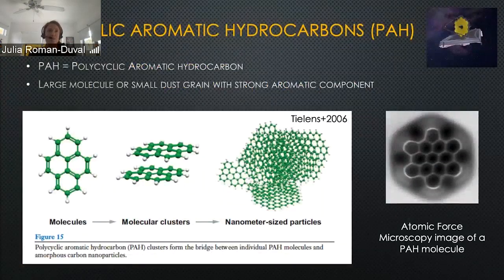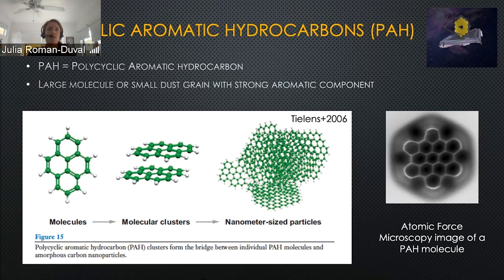So PAH stands for polycyclic aromatic hydrocarbon, and PAHs are large molecules that have aromatic components to them. An aromatic component is just a ring of closed electrons. And these molecules are composed exclusively of carbon and hydrogen. You can see examples in the schematic here on the left, going from just a small molecule to a cluster of molecules to nano-sized particles, which are basically comparable in size to very small dust grains.